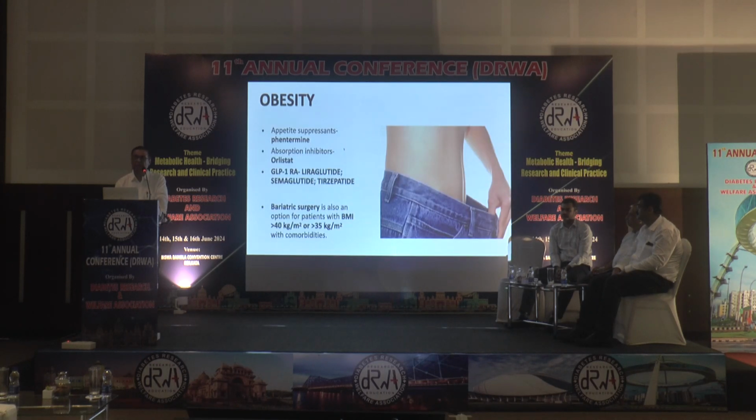Obesity is again very important. Try to treat obesity with lifestyle modification and again behavioral therapy, physical activity. If all together, you can also add some medicines like appetite suppressants like phentermine, absorption inhibitors like orlistat, GLP-1 receptor agonists like liraglutide. We have approval for liraglutide, semaglutide, and even tirzepatide, which are now going to be available shortly in our country. Bariatric surgery is also an option for patients with BMI more than 40, more than 35 for patients with comorbidities.